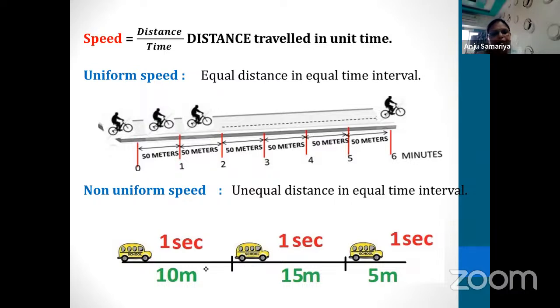Look at this bus, school bus. In 1 second, it is covering 10 meters. In another second, it is covering 15 meters. In the next second, it is covering 5 meters. So unequal distance in equal interval. So that is non-uniform speed. Clear? Okay.